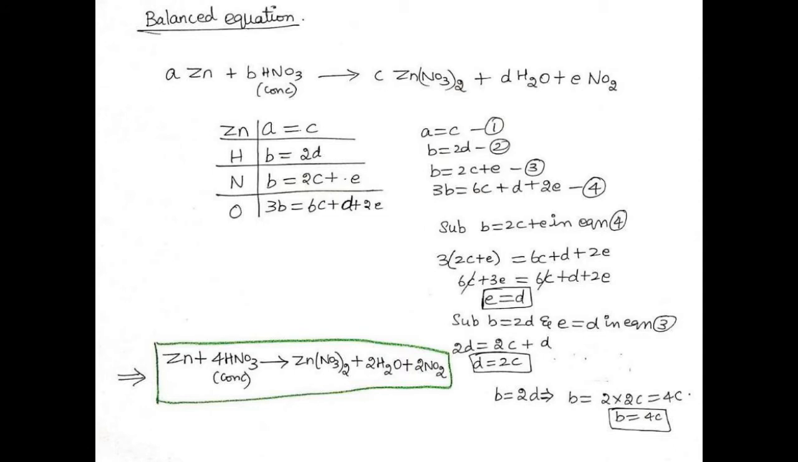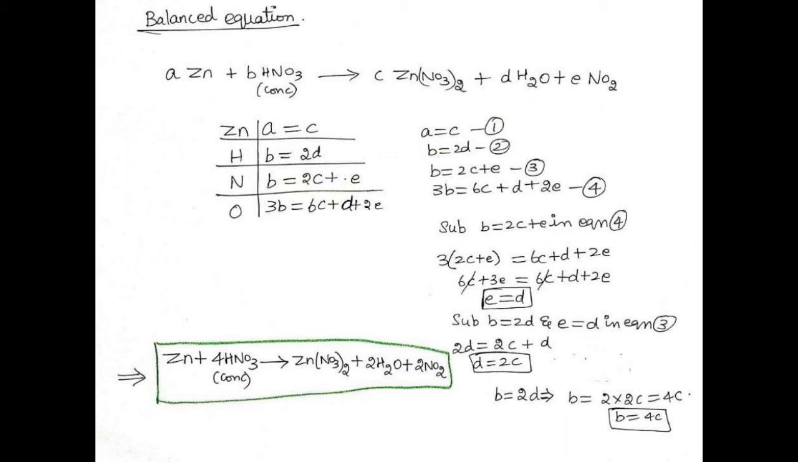So now let us balance. Keeping Zn as A, HNO3 as B, Zn(NO3)2 as C, H2O as D and NO2 as E. So these are the molar coefficients. So A is equal to C as both have atomicity only 1, right? B is equal to 2D.